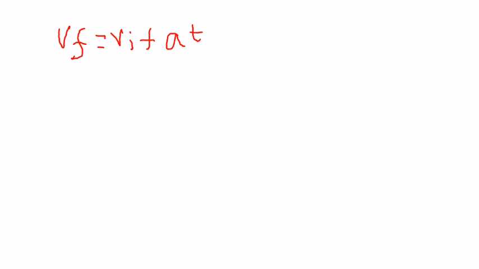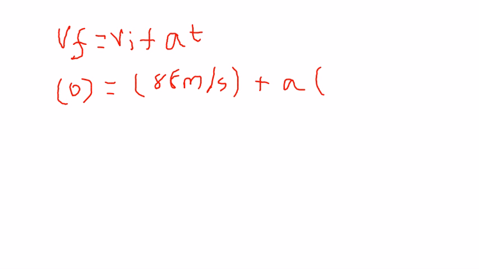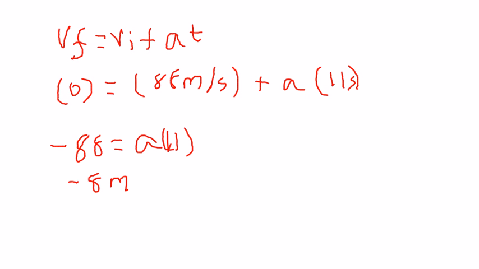So we know that we have a final velocity of 0, an initial velocity of 88 meters per second. We do not know acceleration yet. We know it took us 11 seconds. So you're going to have to solve for a by subtracting 88 from both sides. You're left with a times 11. Divide by 11, you get negative 8 meters per second squared equals acceleration. Now we can solve for displacement.